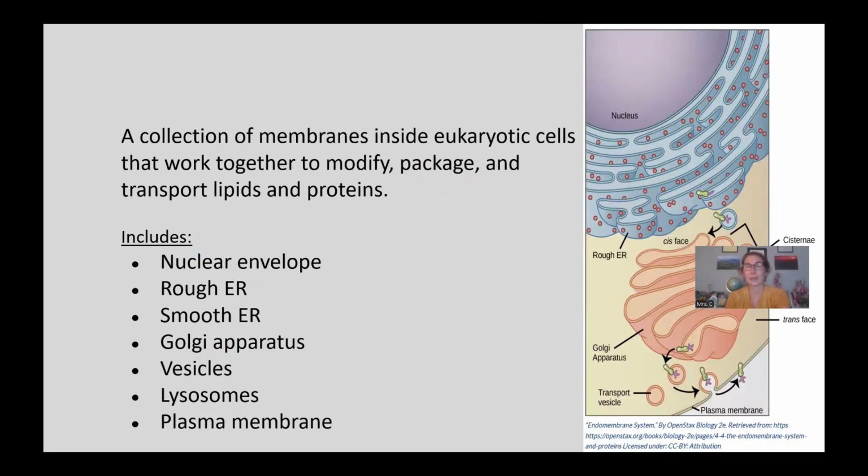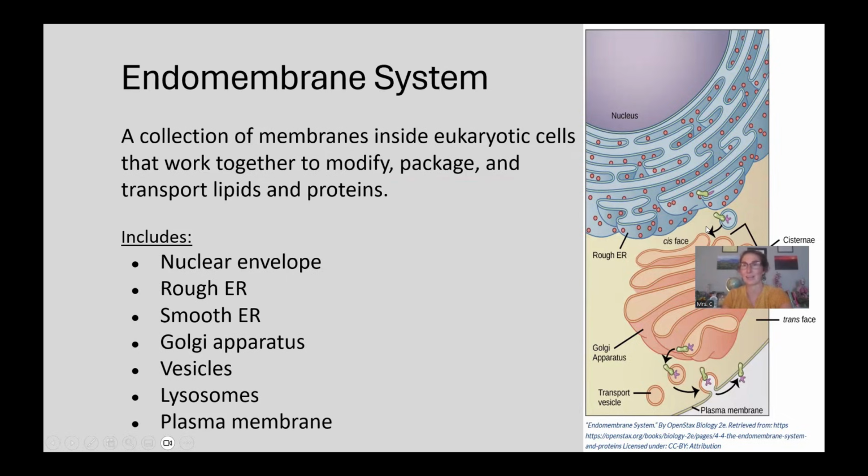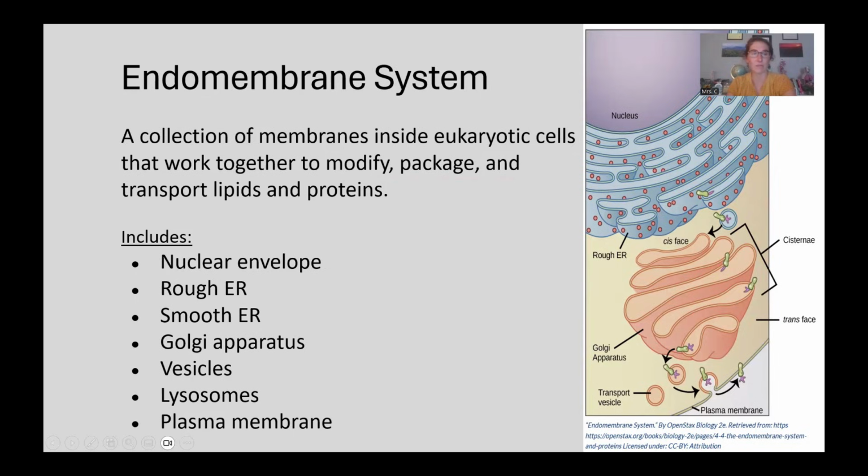Okay, so a collection of membranes inside eukaryotes that work together to transport, package, and modify proteins and lipids will be, yes, the endomembrane system. It consists of all these organelles, all of these structures, and they all contain that membrane. Here we have the nuclear envelope, the membrane around the nucleus. mRNA will exit out of the nucleus and find that ribosome on the rough ER. So rough ER has ribosomes.